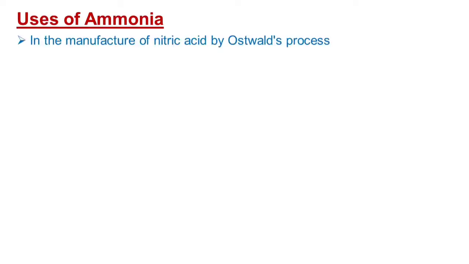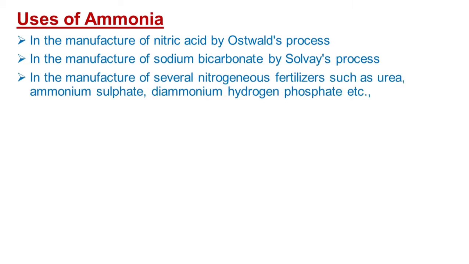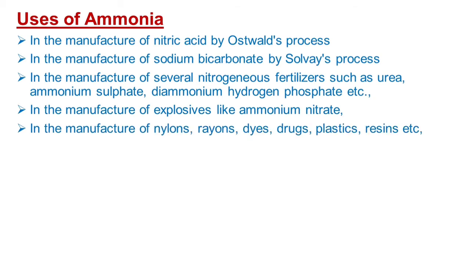The next is uses of ammonia. It can be used for the manufacture of nitric acid in Ostwald's process. It is also used for the manufacture of sodium bicarbonate by the Solvay process. It is used in the manufacture of many nitrogenous fertilizers like urea, ammonium sulfate, diammonium hydrogen phosphate, etc. It is also used for explosives like ammonium nitrate, and in the manufacture of nylons, rayons, dyes, drugs, plastics, resins, etc. It is used in the manufacture of ammonium carbonate.